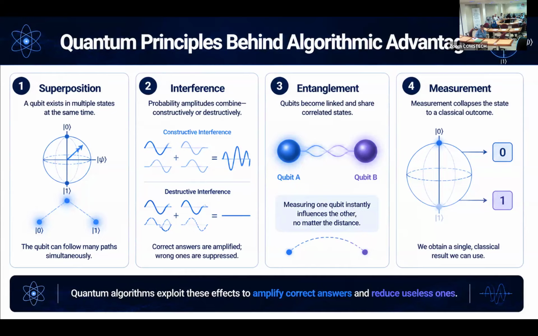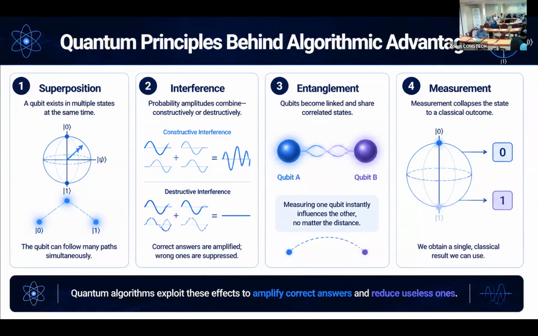Next is interference. So how are we going to use interference? We are going to amplify the right signals or right decisions or the correct answer which we need, and the wrong ones are going to have destructive interference. There are signals coming, and the right ones will be amplified, and the wrong ones will be destructively interfered.